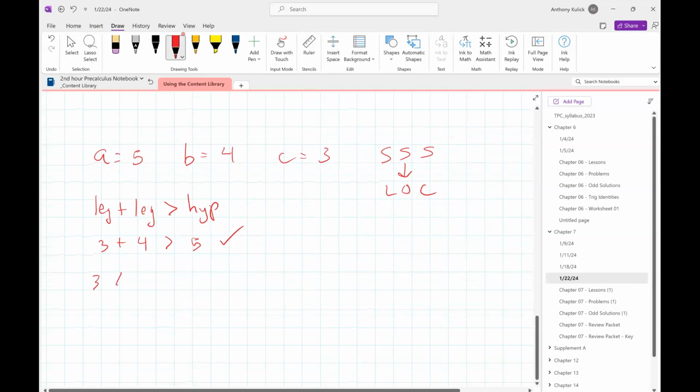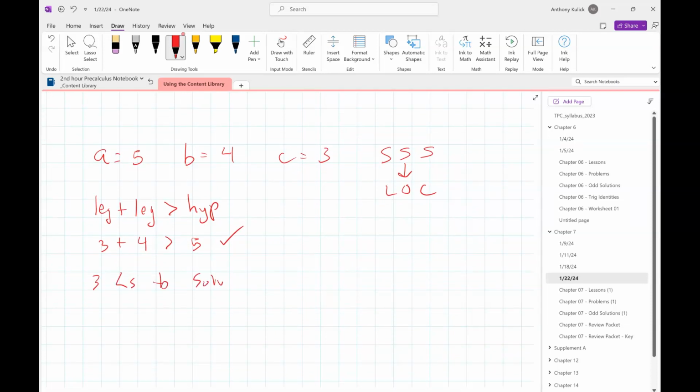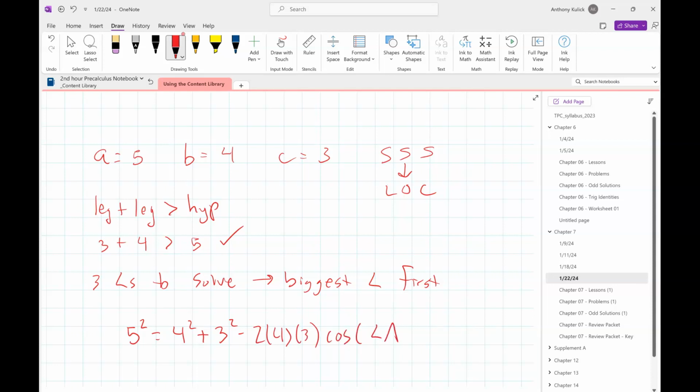Now we have 3 angles to solve, right? When I have 3 angles left to solve, which angle do I find? Biggest first. If there's 3 angles left, I want to find that biggest angle first. Which angle is going to be the biggest, A, B, or C? A. How do we know A is the biggest? Because side A is the biggest. So using my law of cosines, I'll have A squared equals B squared plus C squared minus 2BC times cosine of angle A.